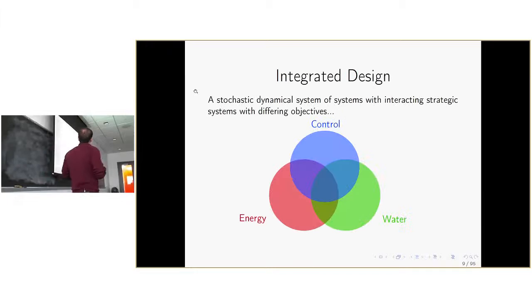So basically, if you look at these energy and water systems, in both of these domains we have different technologies, and we need to control these technologies. Today we have a system of systems. We do not have only one system. We have a system of systems, and we need to address objectives in both of these domains.